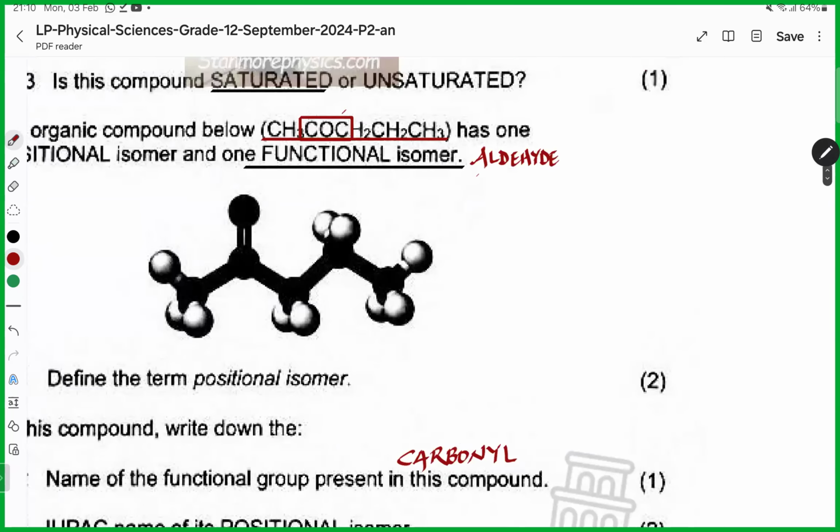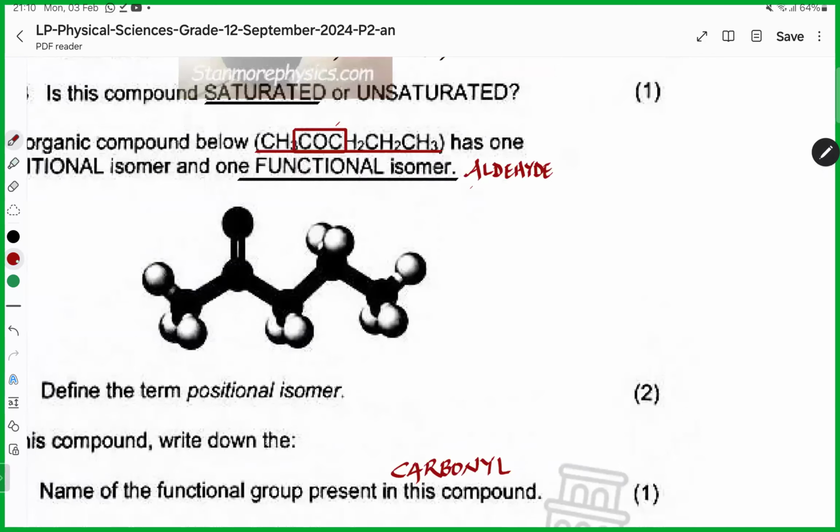So I'm going to draw this compound to show you what its positional isomer will be. So you got a CH3, there's your CH3. Then you got a COC, C double bond O, and a C. Then you got the two hydrogens attached to this. Then you got another CH2, and you got a CH3 at the end. So I've drawn for you this compound here. For those of you that don't know, the name of this is pentan-2-one.